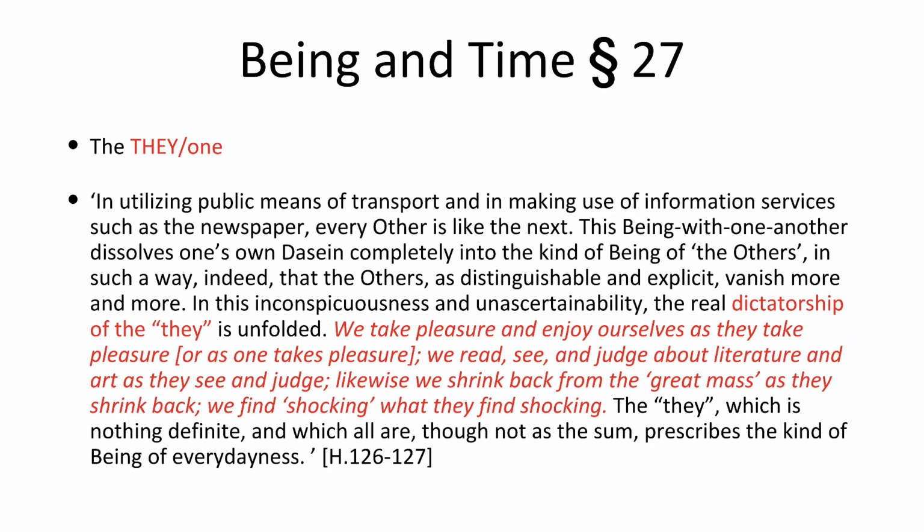He continues, "This being with one another dissolves one's own Dasein completely into the kind of being of the others, in such a way indeed that the others, as distinguishable and explicit, vanish more and more. In this inconspicuousness and unascertainability, the real dictatorship of the they is unfolded." Dictatorship. "We take pleasure and enjoy ourselves as they take pleasure. We read, see, and judge about literature and art as they see and judge. Likewise, we shrink back from the great mass as they shrink back. We find shocking what they find shocking. The they, which is nothing definite, and which all are, though not as the sum, prescribes the kind of being of everydayness."